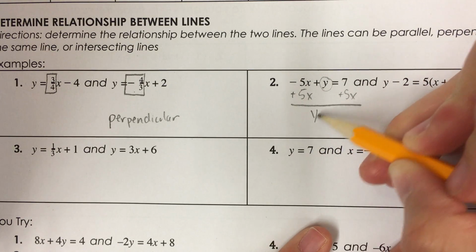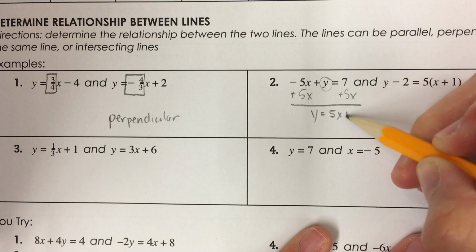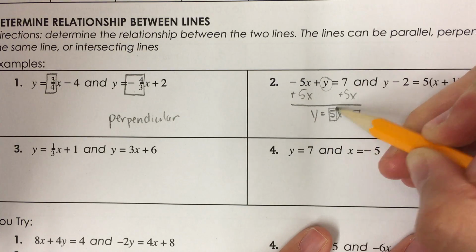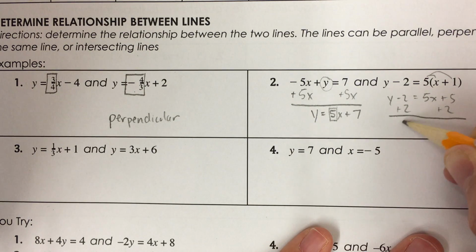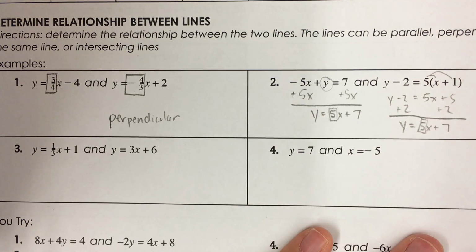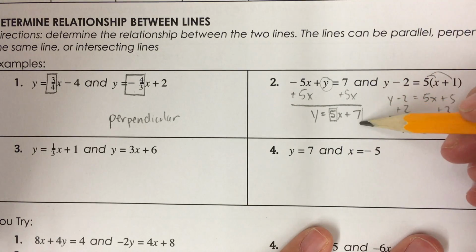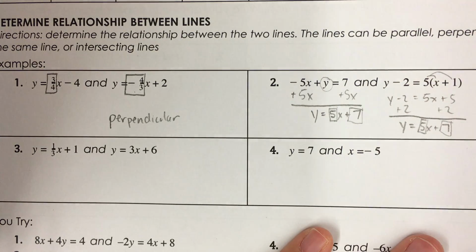And I get y equals 5x plus 7, and my slope is right here, right? That's 5. And then here I notice, oh, I got to distribute first and then add that 2. So it's 5x plus 5, and I add 2. And here I notice they have the same slope. So you might be tempted to say, oh, these are parallel. But what I also notice is, look, they also have the same y-intercept.